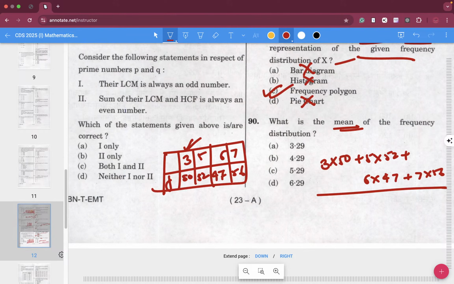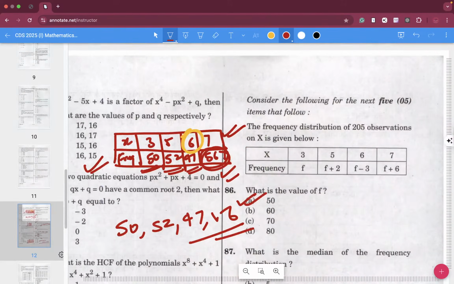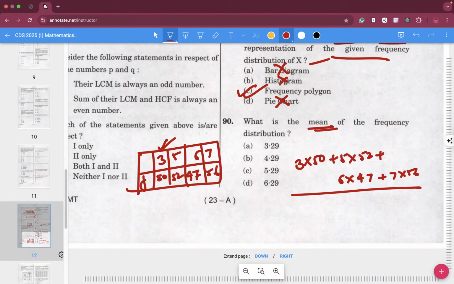Okay, how many total observations do we have? We have a total of 205 observations, right folks? So the total number of observations over here is 205. Now let's solve for this.